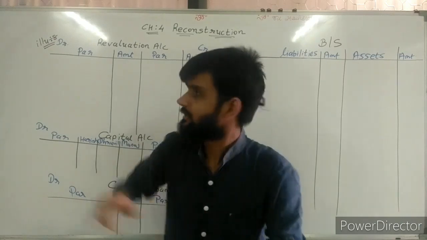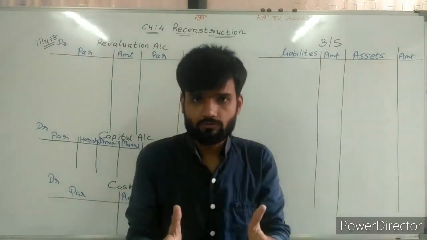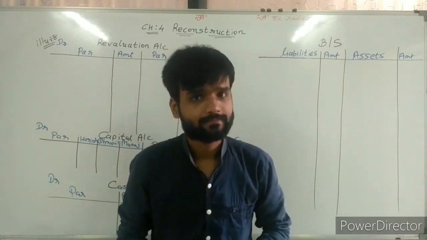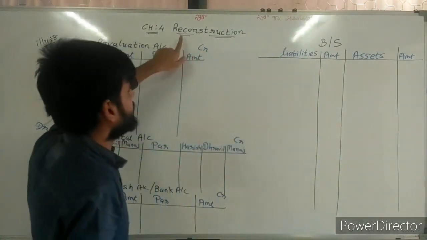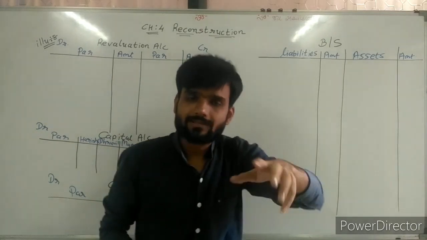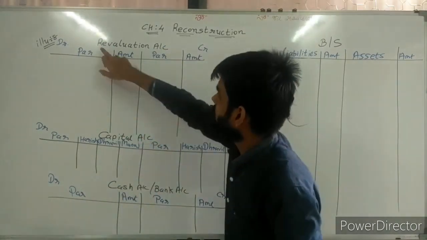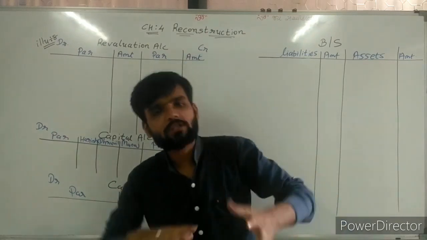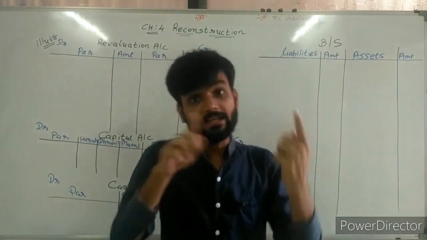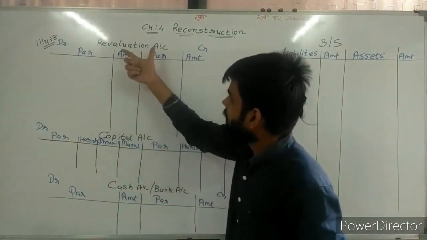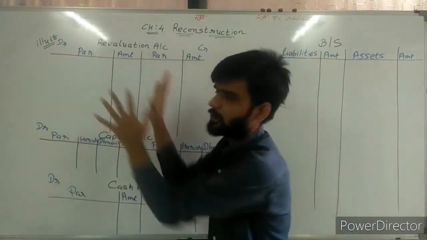Now this is illustration number 8, which is given in your textbook. I am reading the question from my textbook, so try to listen and understand. What do we need to do in this sum? Whenever reconstruction of a firm is done, generally we need to prepare a revaluation account, because all the assets and liabilities are revalued. Their original value is counted and then its effect is given, and that's why a revaluation account is prepared. So the main thing in this question is the revaluation account.